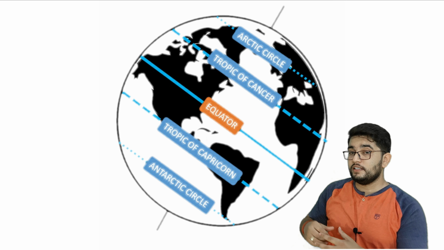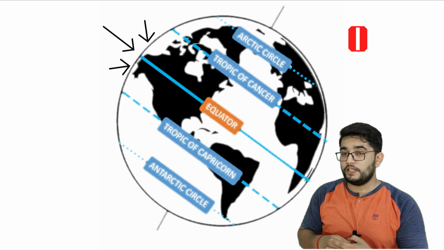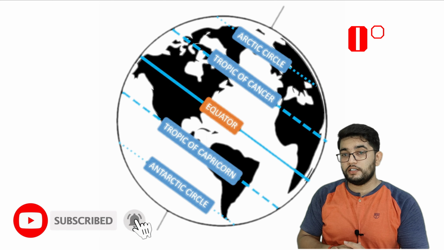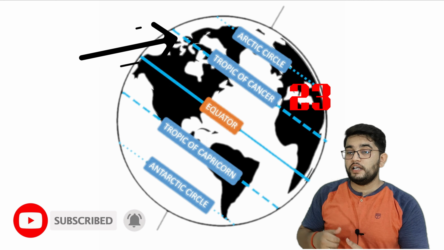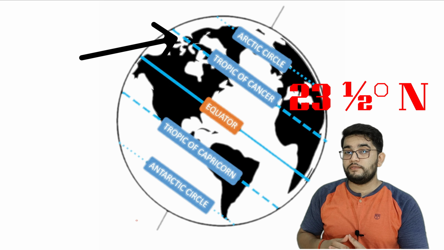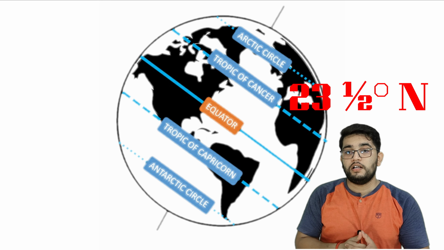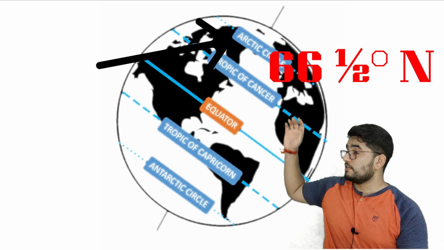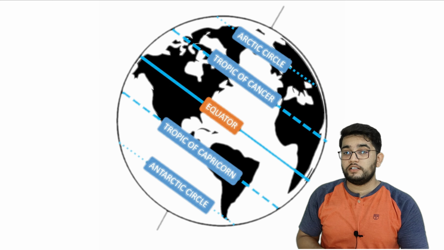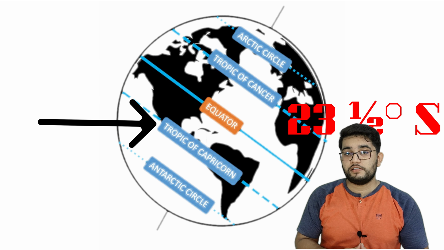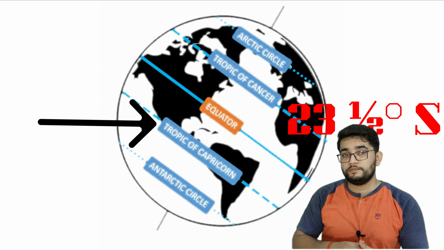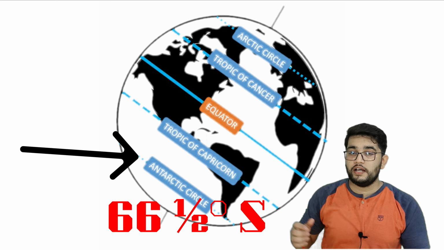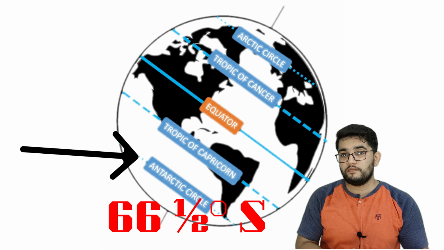In the picture we will find out the locations of each of them and their numbers. At 0 degree we have the equator. At 23.5 degrees north we have the Tropic of Cancer. At 66.5 degrees north we have the Arctic Circle. At 23.5 degrees south we have the Tropic of Capricorn. At 66.5 degrees south we have the Antarctic Circle.